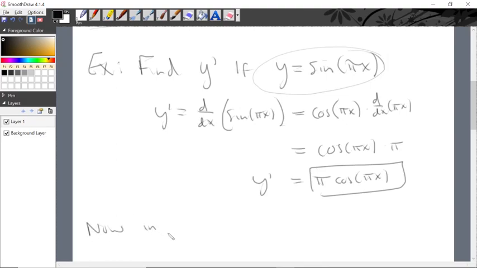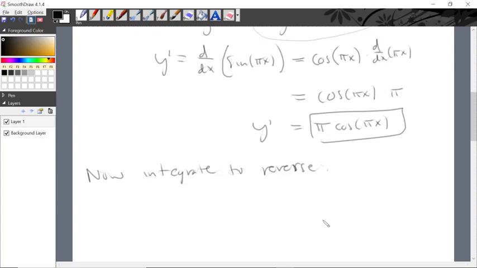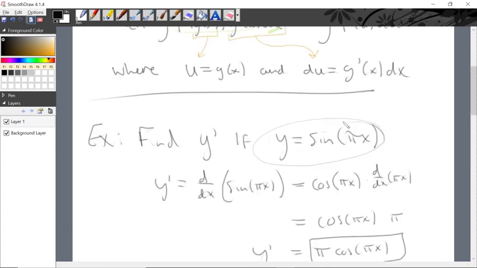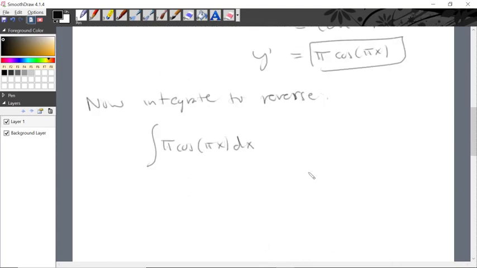Now let's reverse that process. Let's integrate to reverse what we just did. In other words, find an antiderivative. It should be that the antiderivative of pi times cosine pi x dx, right? If we write this indefinite integral right here, this is saying what is the antiderivative? We expect to get back this, the sine of pi x, right, to reverse the differentiation.